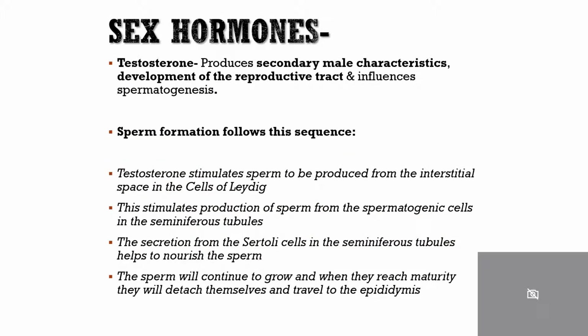The male sex hormones. Testosterone produces secondary male characteristics, development of the reproductive tract, and influences spermatogenesis. The sperm formation follows this sequence. Testosterone is produced in the interstitial space by the cells of Leydig. This stimulates production of sperm from the spermatogenic cells in the seminiferous tubules.